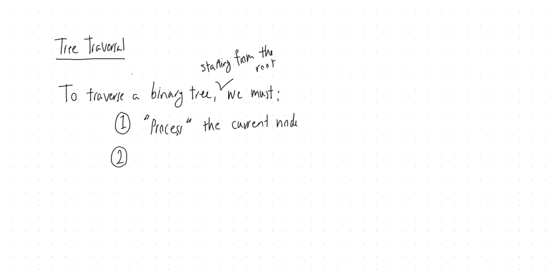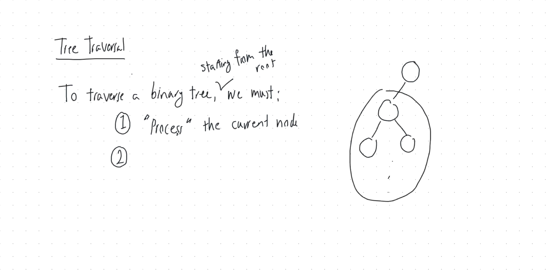Then you need to traverse the left subtree, because if this is your node, then remember that there could be potentially a bunch of nodes on the left side. So after processing the value here, I have to traverse the left subtree of the current node. So that's another thing that I need to do.